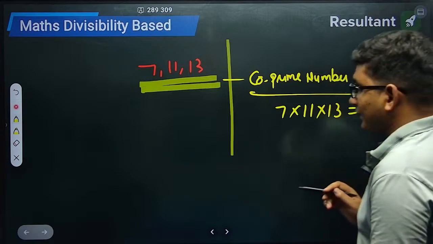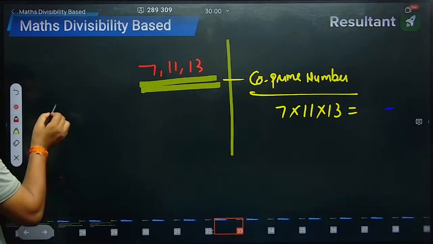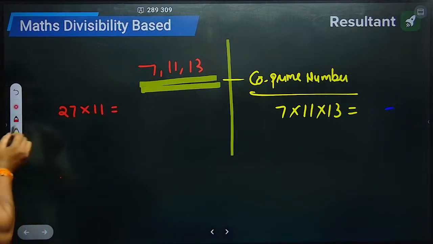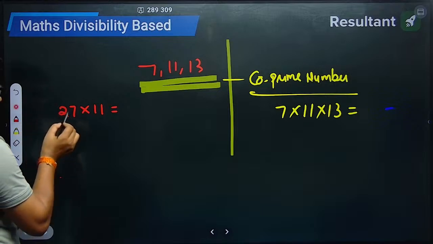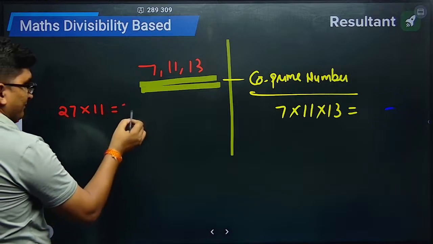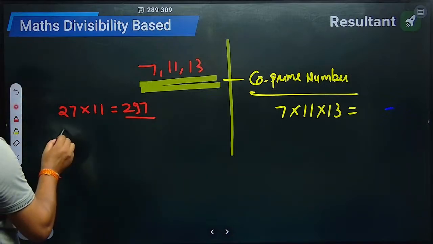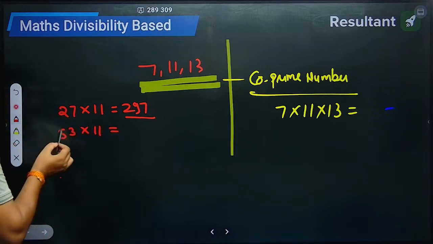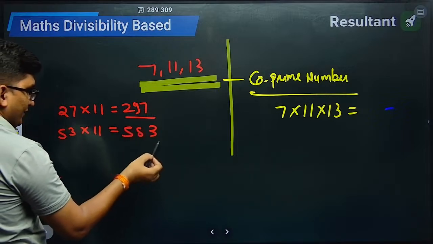Listen, I want to tell you the multiplication concept of 11. If I write 27 and want to multiply it by 11, what does it become? Both digits are added and the sum is written between the two digits. 2 and 7 make 9, and written between 2 and 7 it becomes 297. Now 53 multiplied by 11: it becomes 5, 3, and after adding both digits the sum is written in between.